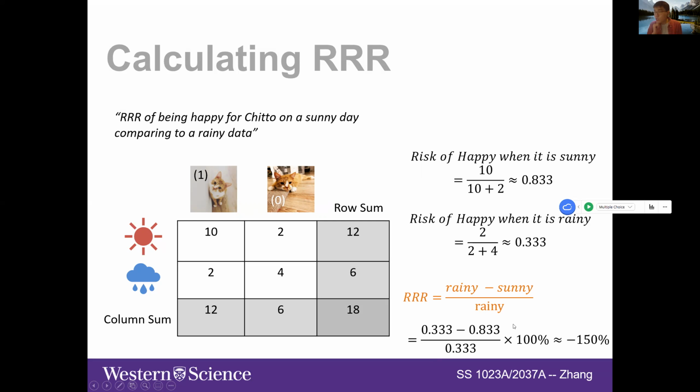The big question for this one is, what's the interpretation for this RRR? Basically, because our baseline is the raining day, if we're switching from rainy day to sunny day, what's the percentage of the change that would happen in the risk of being happy for Chilo? So that's the interpretation. Right now we have negative 150, which means if we change from the rainy to the sunny, the risk will minus 150%.